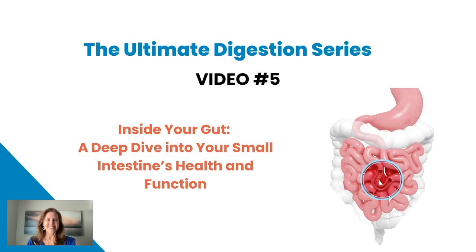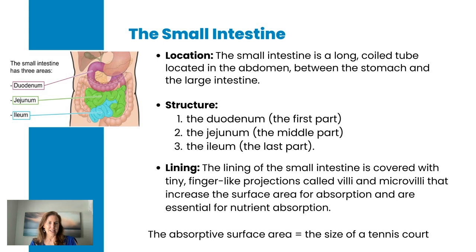How are you? Today, we are on video number 5 of the Ultimate Digestion series, and we are going to be talking all about the small intestine. So, anything you need to know about that area, you're going to learn today. So, let's talk about where it is. This is a long tube that's connected to the stomach and then connects to the large intestine. And as you can see from the picture, it's all the colored portion.